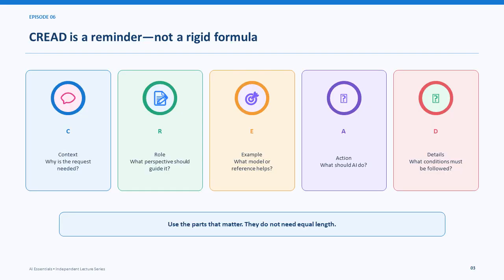The 5 letters act as reminders. Context explains why the request is needed. Role identifies the perspective that should guide the work. Example provides a useful reference when one is available. Action states what should be done. Details specify format, tone, length, limits, or other conditions. Use the parts that matter; they do not require equal length.